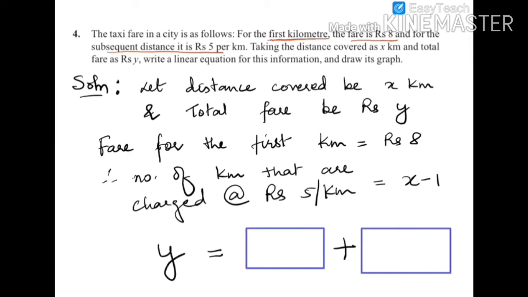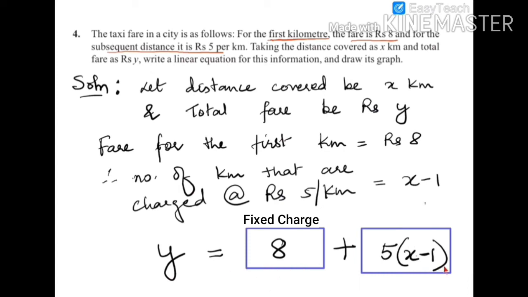Now what are these parts? The first part is the fixed charge for the first kilometer, which is rupees 8, and the second part of the charge is for the remaining kilometers, which is charged at the rate of rupees 5 per kilometer. So we will multiply 5 with the number of kilometers that are remaining.